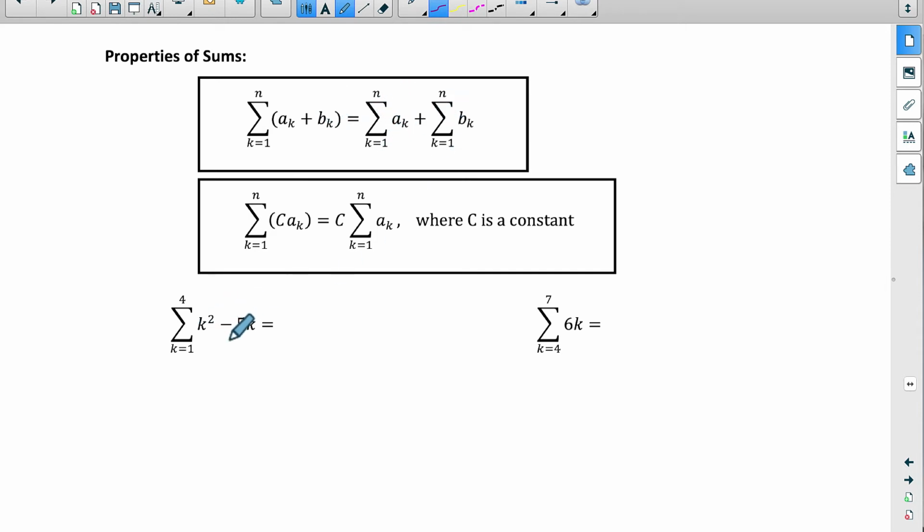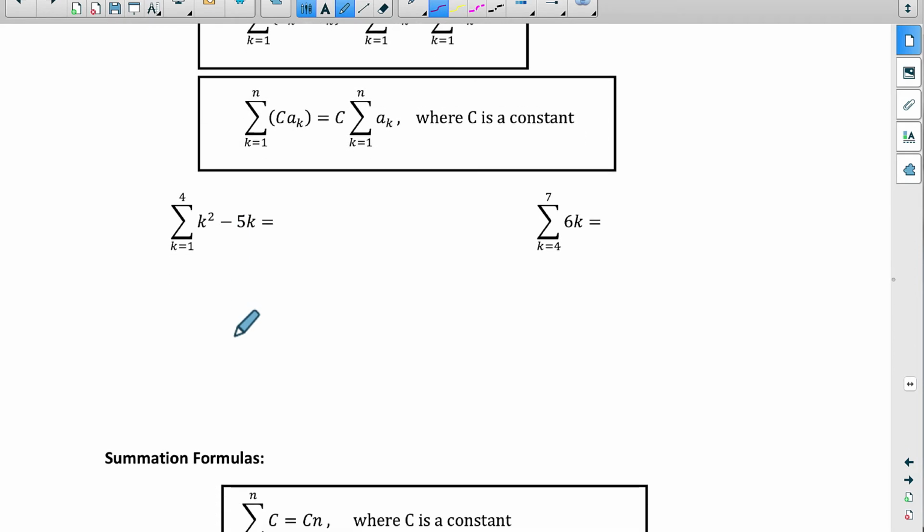I'll show you what I mean in this first example. In fact, why don't I do it right now? So you don't need to do this. If you wanted to, you could plug 1 into here. In fact, maybe I'll do this. But I want to show you that the other way you can do it is you can break it apart. You could look at the summation from 1 to 4 of k squared, take away the summation from 1 to 4 of 5k. And this will work. So let's do this.